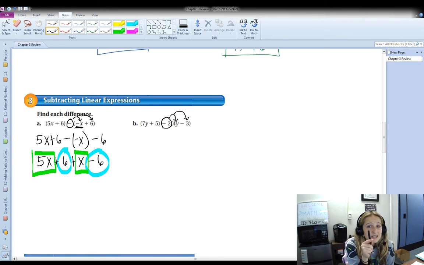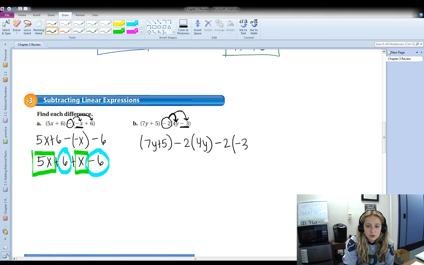But this time there's a number. So I'm going to show you how to do this. So 7y plus 5 will stay the same. Then you're going to have minus 2 times 4y. So we're distributing that negative 2 to the first term in the parentheses. Then you're going to have negative 2 times, don't forget that negative sign in front of the 3, negative 3.